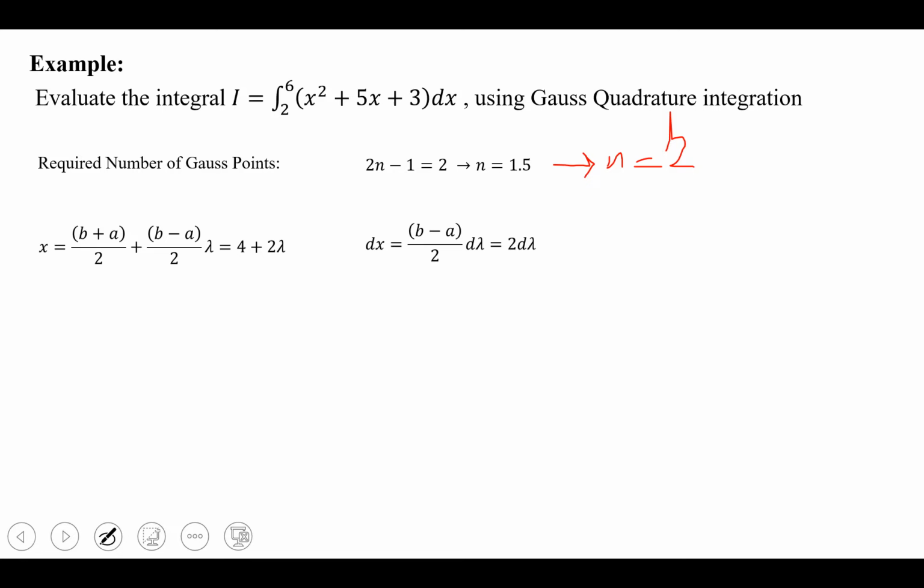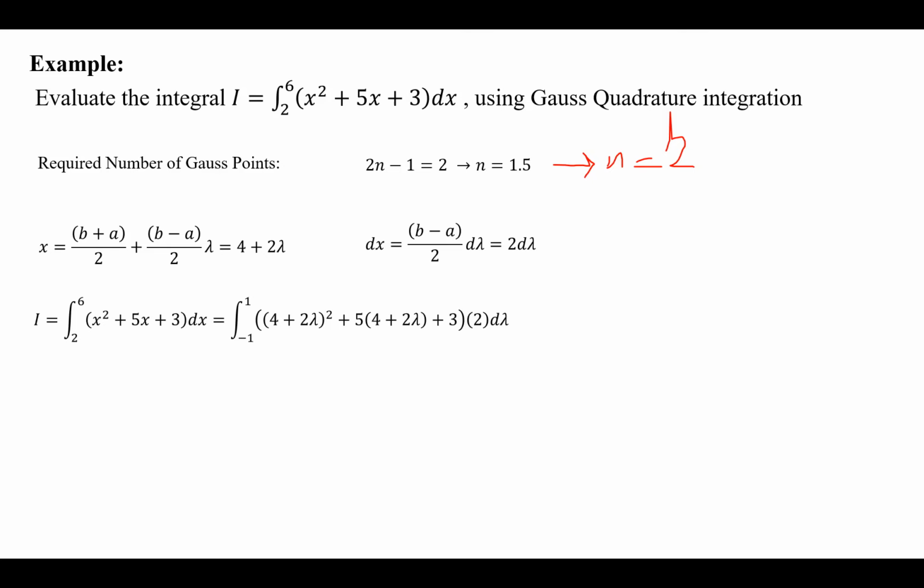So if we use 2 Gaussian points, first, because the range of the integral for us is 2 to 6, it's not -1 to 1, so we need to do the transform. I find x as a function of lambda, which is 4 plus 2 lambda. This is the equation that I talked about in the previous slide. And dx would be 2 d lambda. Now I can transform my integral from x dx to lambda d lambda. So this is a perfect format for using Gauss quadrature. Everything is based on lambda and the range of the integral is -1 to 1. I just replace x with 4 plus 2 lambda.